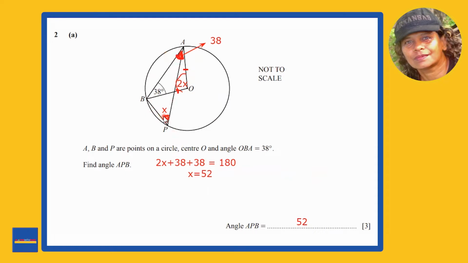If I name it x, then the angle at the center is 2 times x, because that's the theorem for angles in circles. Angle at the center is twice the angle in the remaining segment. So here in triangle ABO, we have 38 plus 38 plus 2x is equal to 180, because angle A is equal to angle B, since it's an isosceles triangle. We can solve for x, which is 52 degrees.